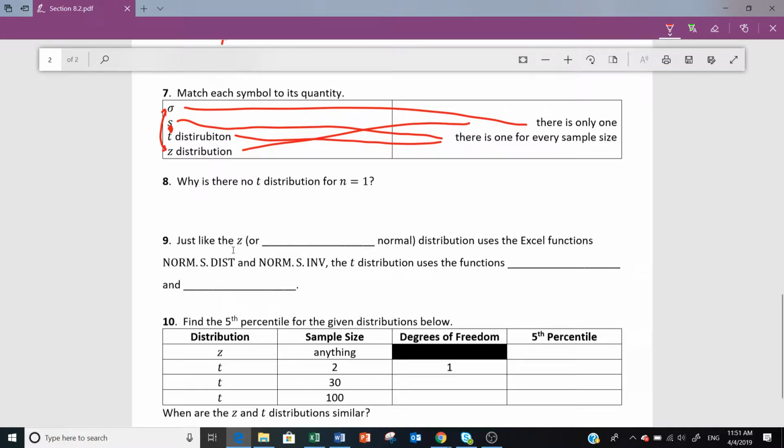Just like z, or blank normal distribution, uses the Excel functions. So these are our two Excel functions for the z distribution. This blank here just says, what is the alternate name for the z distribution? And then for the t distribution, the functions are basically just like dot dist and dot inv. Let's speculate what all three of these blanks should be, again individually, then with partners, and then we will discuss it as a group.